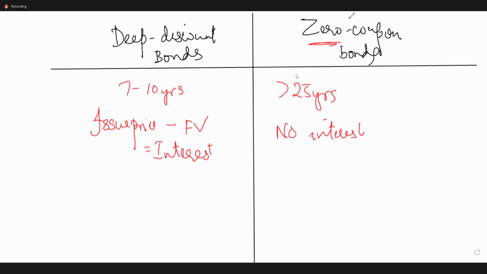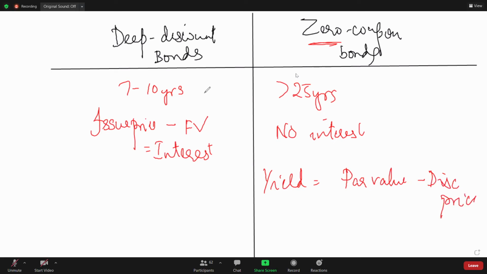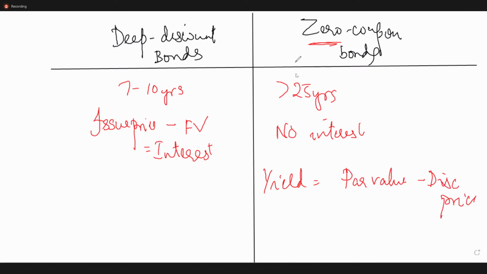Okay, if there is no interest, then how are zero coupon bond holders making money? Here the yield or the return is equal to par value minus the discount price. They'll tell you what is the discount rate. So this is the difference between the two. Usually the difference between what they issue and what they mature at, that difference is the interest that is getting. Similar to your zero coupon bonds. This is just the theory part.